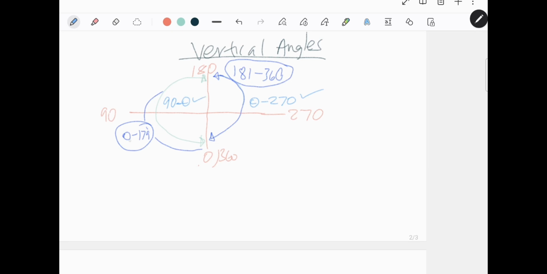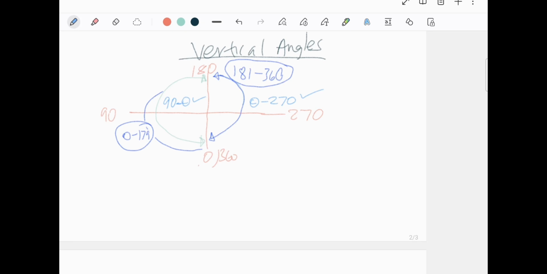So if your angle falls between 0 and 179, you use this 90 minus theta. If your angle falls between 181 and 360, use this angle. Let me not say 181, because it can be 180 and some seconds. So let's say you had 180, 59, 40.